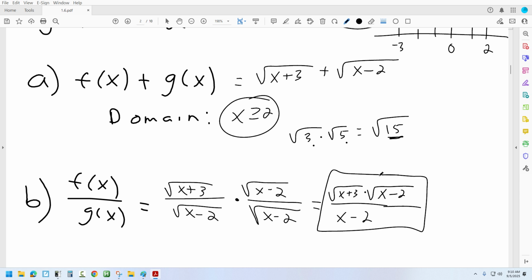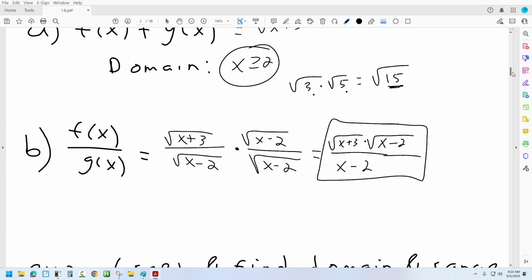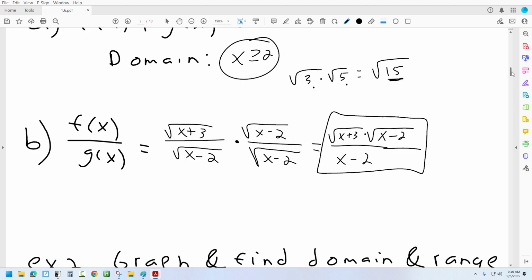Okay, so there's our new function created by dividing the originals. But now, I want to know the domain. What's the domain in this one?